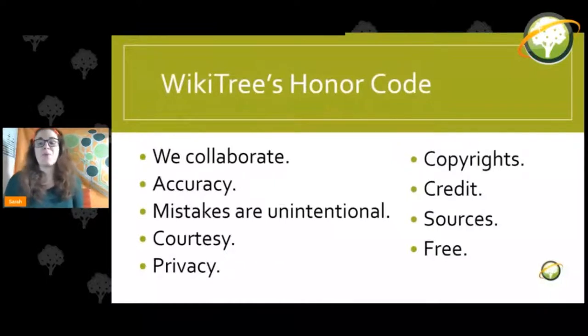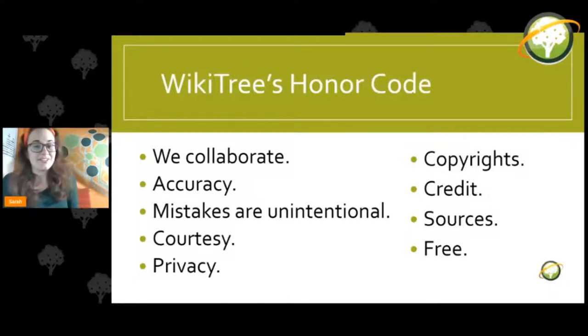Now, when many different people are working together on the same ancestors and profiles, there are bound to be misunderstandings, mistakes, etc. But with our honor code, which every member of WikiTree needs to sign to start making contributions to the tree, it enables us to have mutual trust and a common understanding of how the community works. It's a pledge that the community members make to each other.